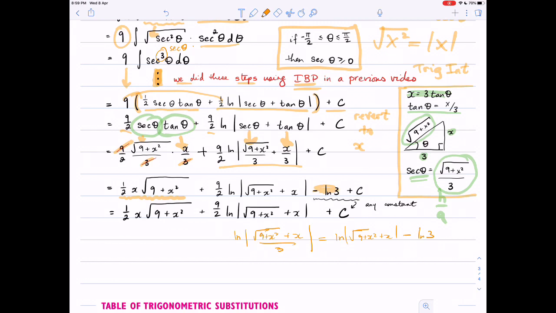And the reason that I might do that is because ln 3 is just some number, and c is just some number. In fact, put them together and we still have just some number, any constant. So I can simplify away that ln 3. It gets incorporated into that constant of integration. And so the final answer: 1/2 x times the root of 9 plus x squared plus 9/2 the logarithm of the absolute value of the root of 9 plus x squared plus x, plus c.